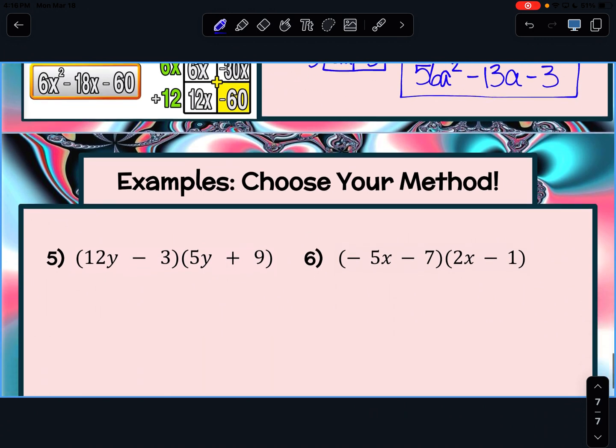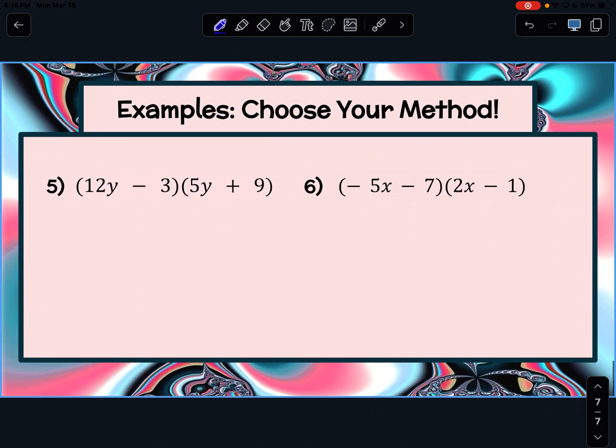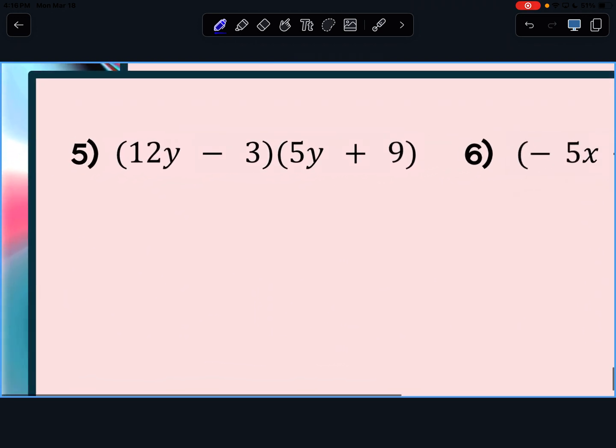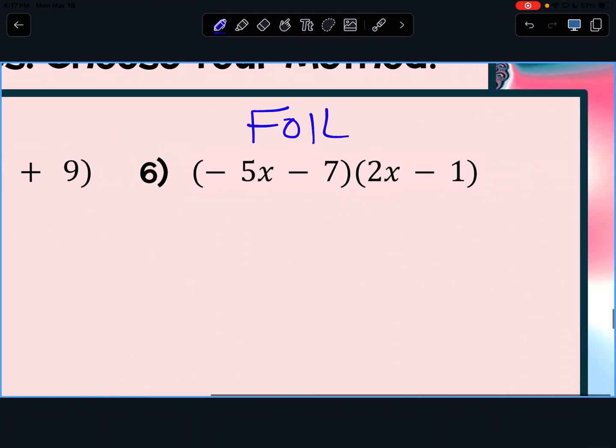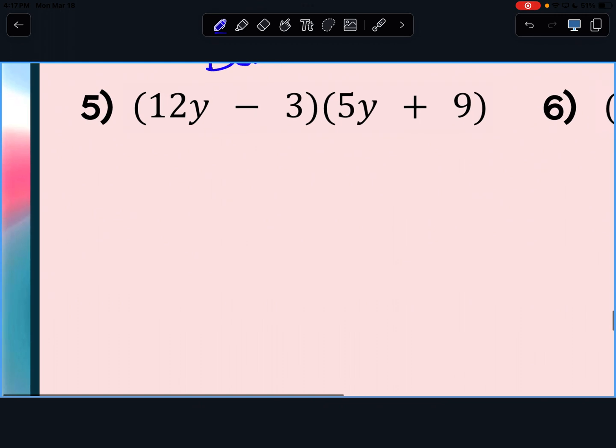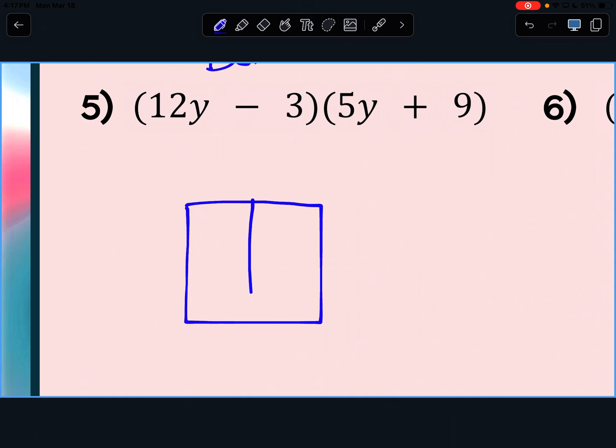Okay, so now on these last two examples, I'm going to let you choose your method. I'll do the box method and FOIL. And you guys do which one is good for you. So you guys should be doing these problems on your paper right now. Or your iPad, wherever you're taking notes.